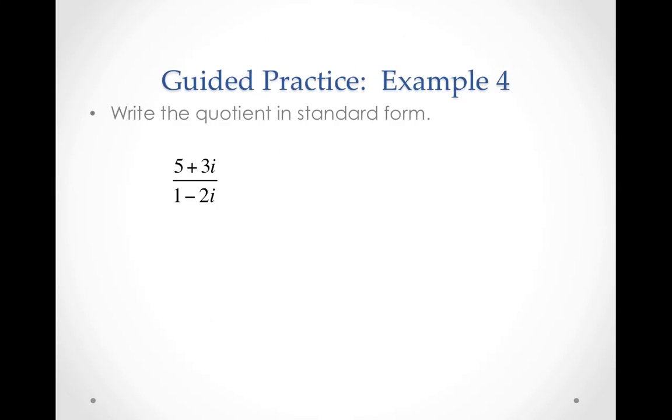All right, your turn. See if you can work out this quotient where we're taking 5 plus 3i and dividing it by 1 minus 2i. If you're not sure how to do this, go back and rewatch that last section and then come back, try this out, and come back when you're ready to check.